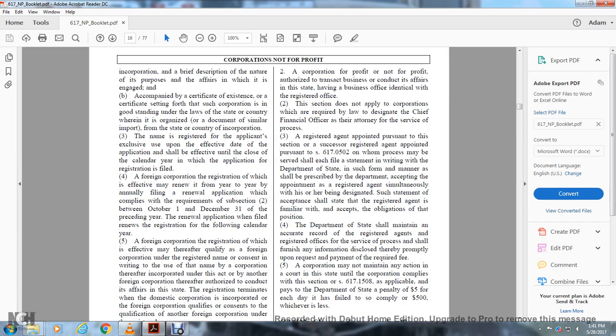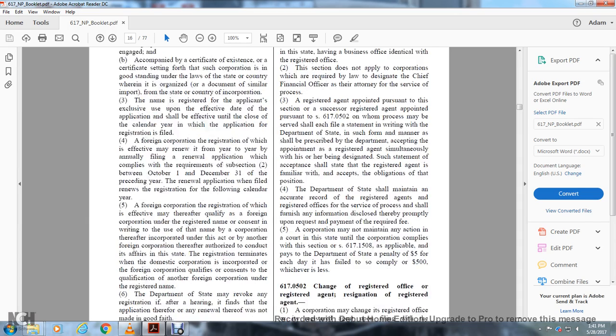The corporation may not maintain an action until it has complied with the section of statute 617.1508 applicable to it, and it is liable to pay the Department of State a penalty of $5 for each day it has failed to comply, up to $500, whichever is less.